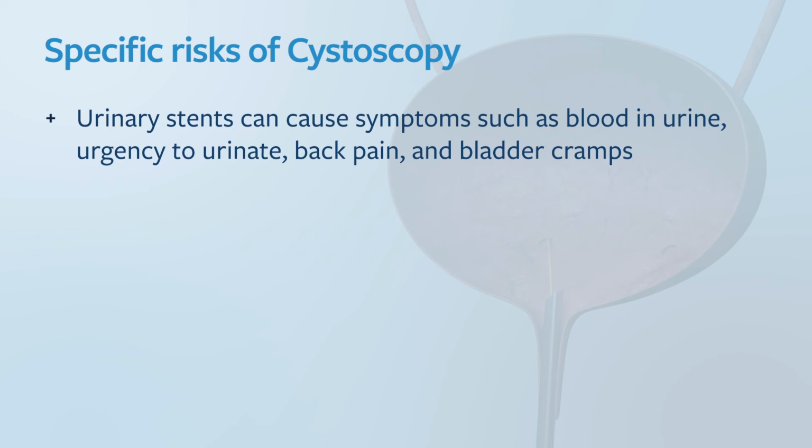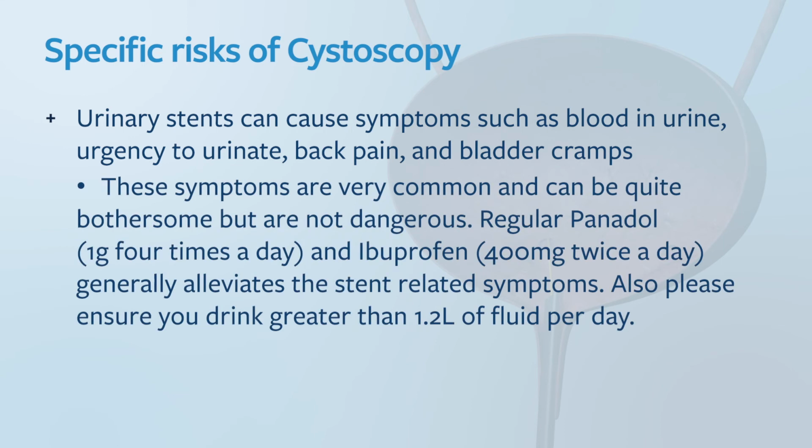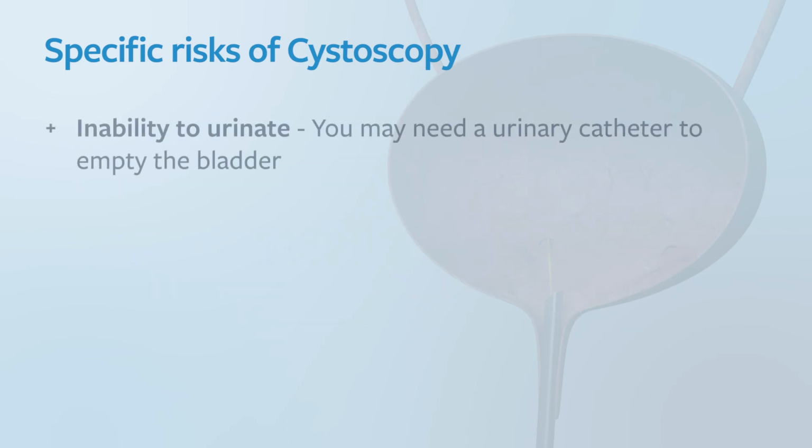Urinary stents can cause symptoms such as blood in the urine, urgency to urinate, back pain and bladder cramps. These symptoms are very common and can be quite bothersome, but are not dangerous. Regular Panadol and Nurofen generally alleviate stent-related symptoms. Also, please ensure you drink greater than 1.2 litres of fluid per day. Inability to urinate. You may need a urinary catheter to empty the bladder. This will only be a short-term solution.